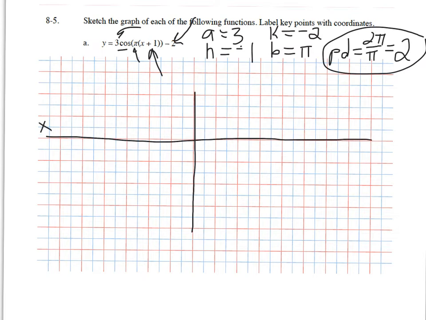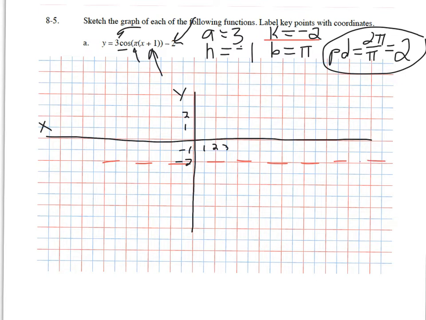So here's my x-axis, my y-axis. Let's go 1, 2, -1, -2. And I'm actually going to count these by ones also. 1, 2, 3. Starting, I like to use the horizontal lines to create graphs in the midline. Since there's a vertical shift of down 2, my new midline is right at -2.